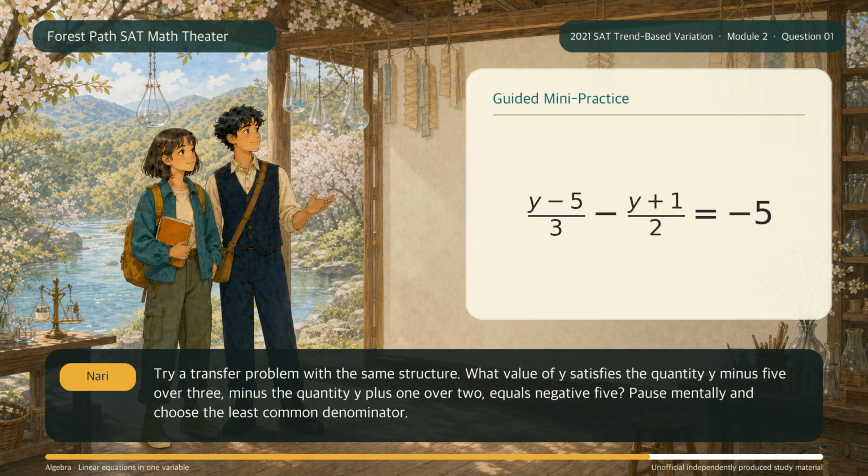Try a transfer problem with the same structure. What value of y satisfies the quantity y minus 5 over 3 minus the quantity y plus 1 over 2 equals negative 5? Pause mentally and choose the least common denominator.